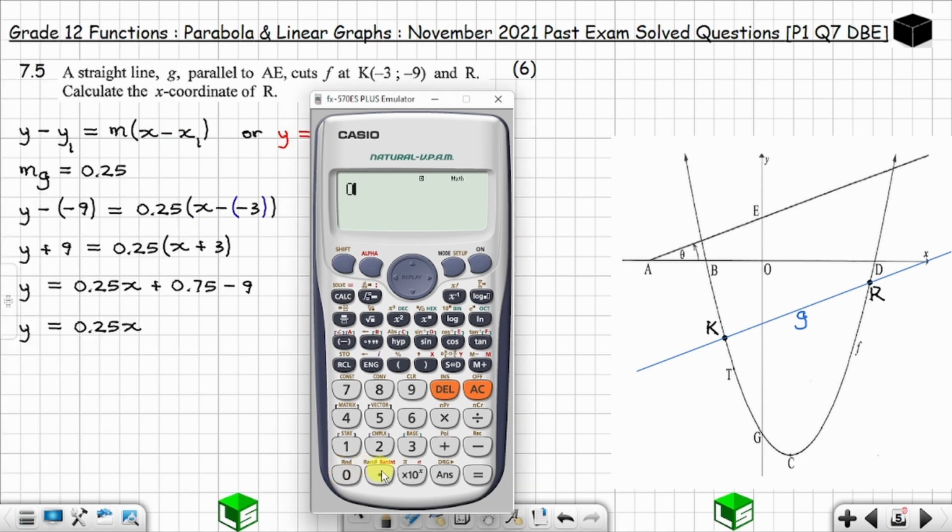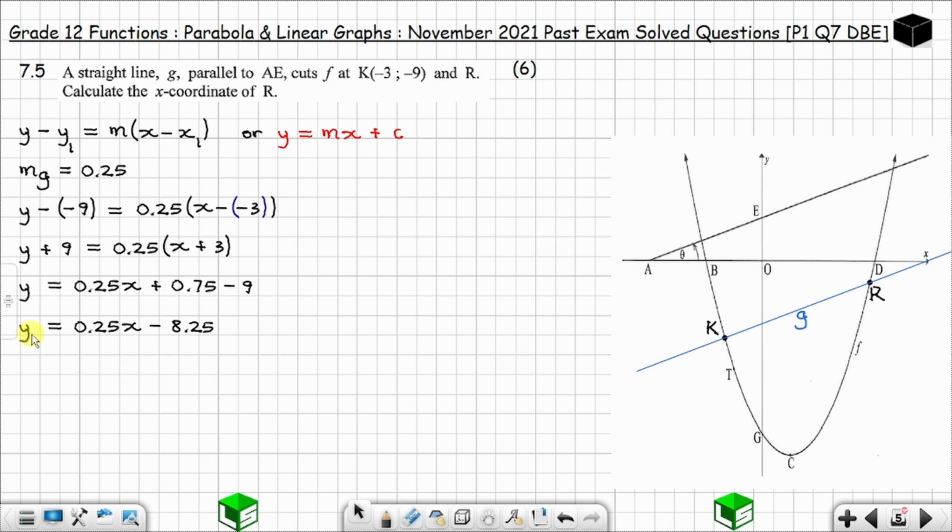So you have 0.75 minus 9. Okay, so it's negative 8.25. So this is the equation of the line G. Let's call it G is equal to this. The line is denoted by G.